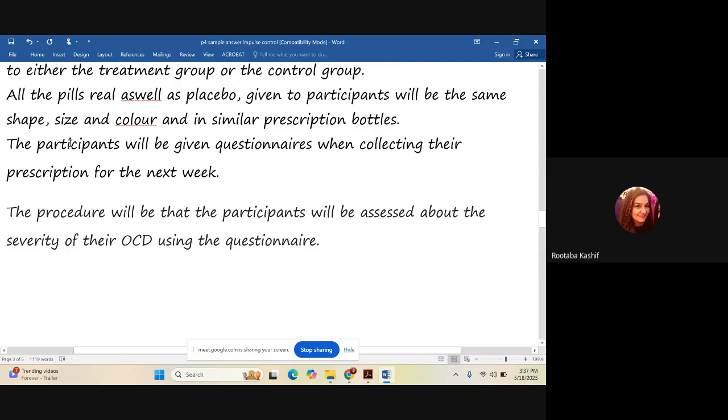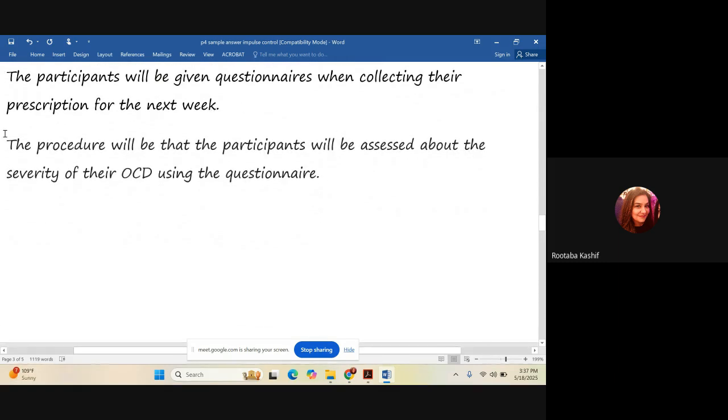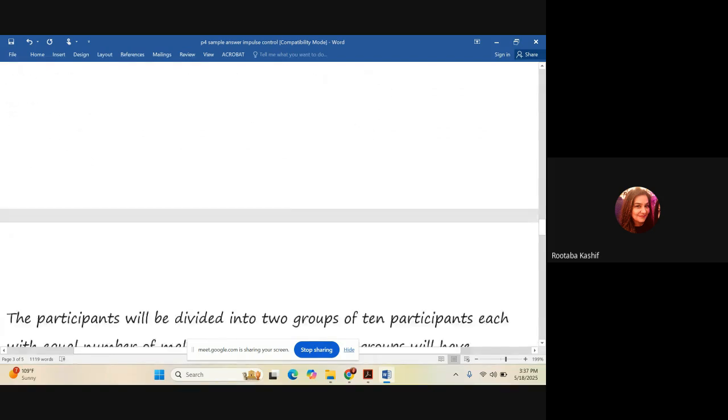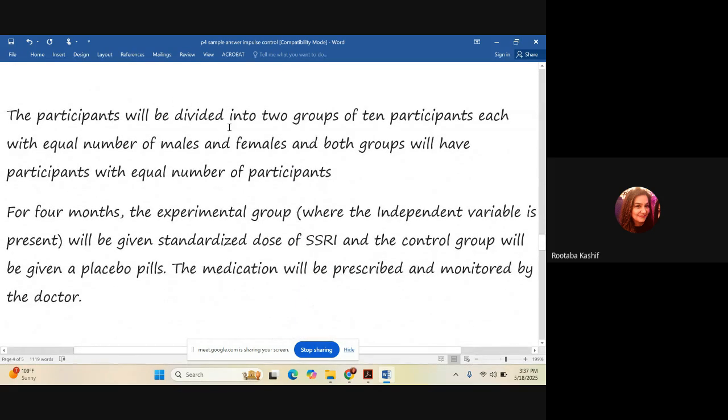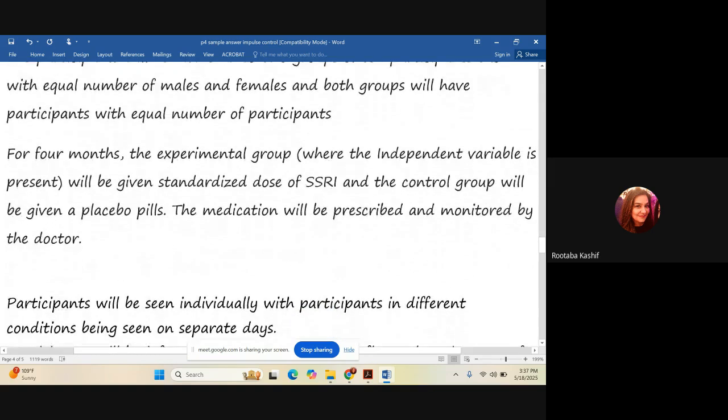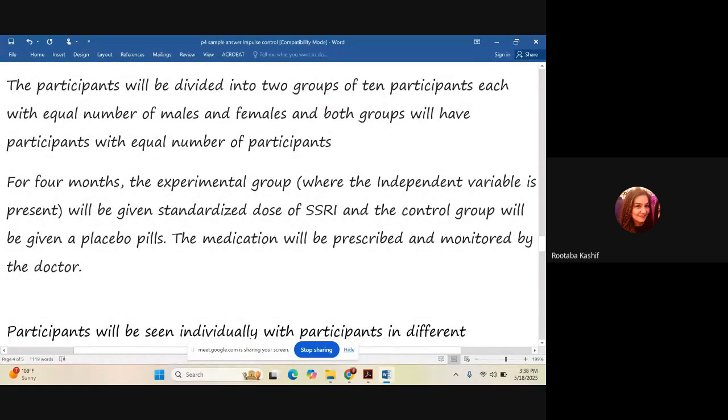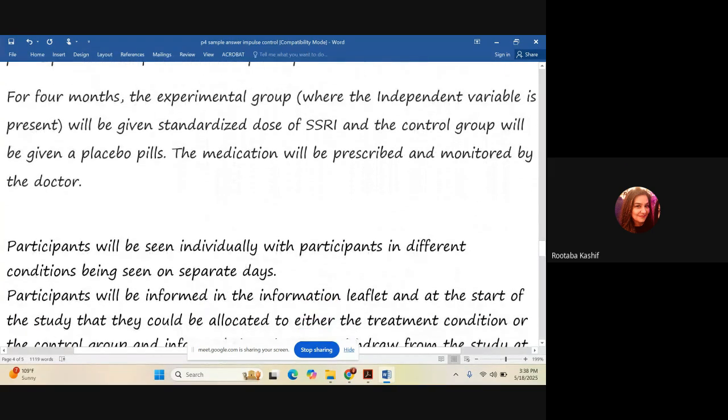The participants will be given questionnaires when they come to collect their prescription for the next week. So every week they'll be assessed and given questionnaires. The procedure will be that participants will be assessed about the severity of their OCD using the questionnaire. The participants will be divided into two groups of 10 participants each, with equal number of males and females. I don't think that this is relevant.